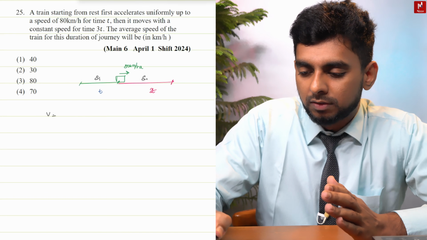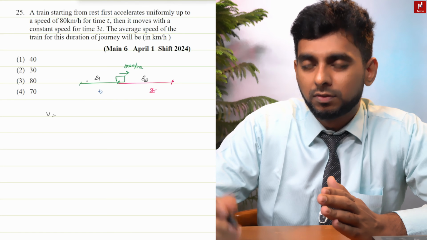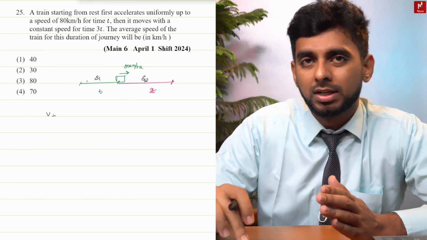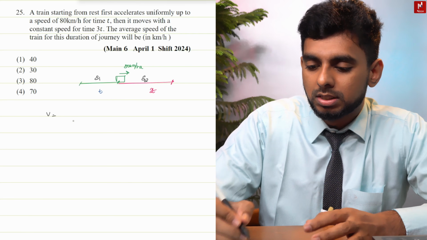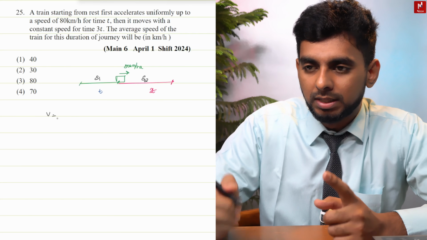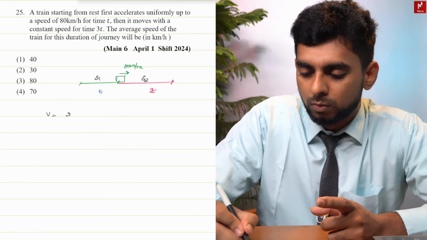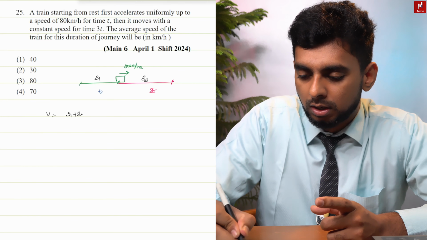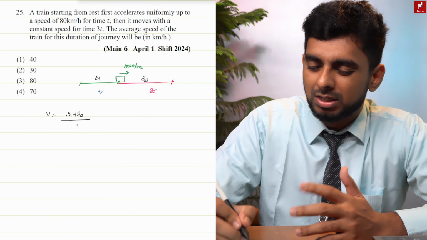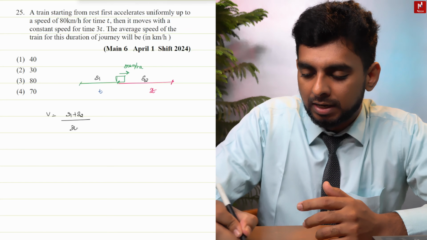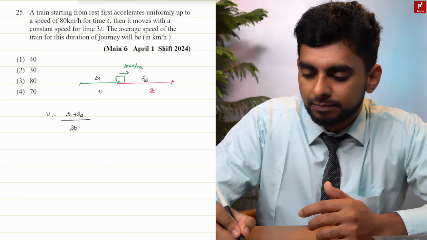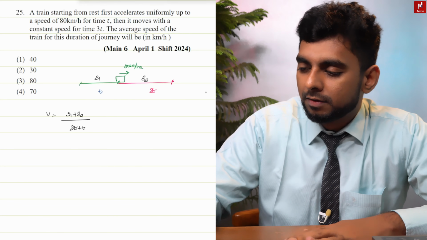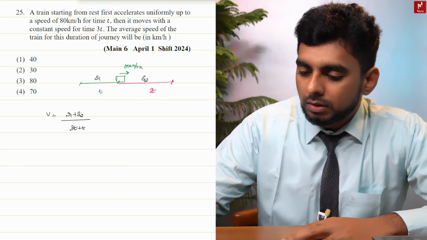Same way, the second part of the journey will be S2. The time taken will be T for S1 and then 3T for S2. Got it? Then what should its average velocity be? It has to be the addition of those two displacements, S1 plus S2, divided by the total time taken. The total time taken is obviously T plus 3T, which is 4T, right? Got that? Okay, fine. This is done.